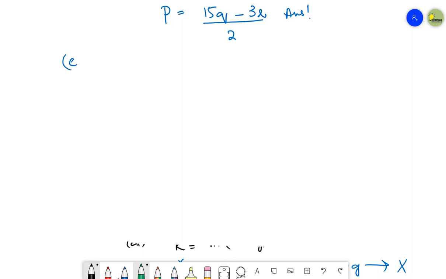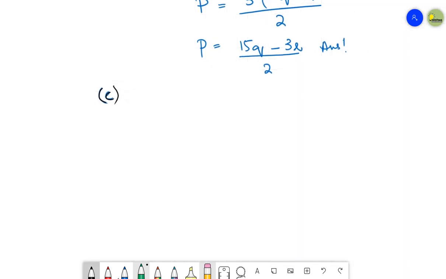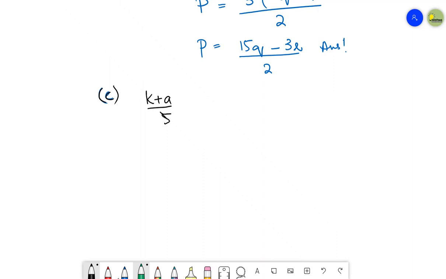Okay, let me write it with black. There is some working already done below. I have to erase it. Okay, let me do part C for you. In part C, I have K plus A whole divided by 5. That is equals to, let me write it again.